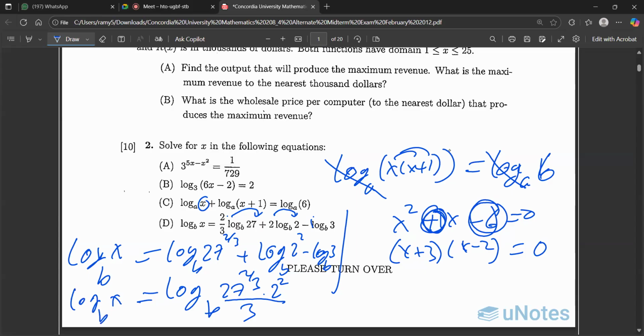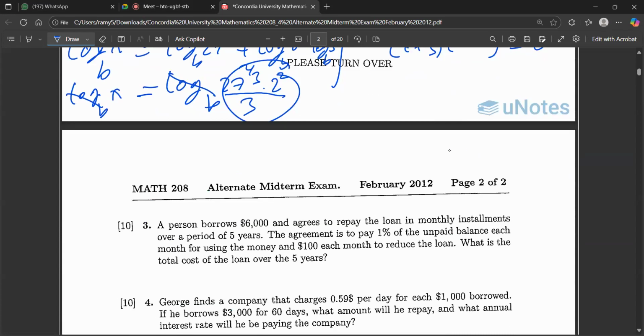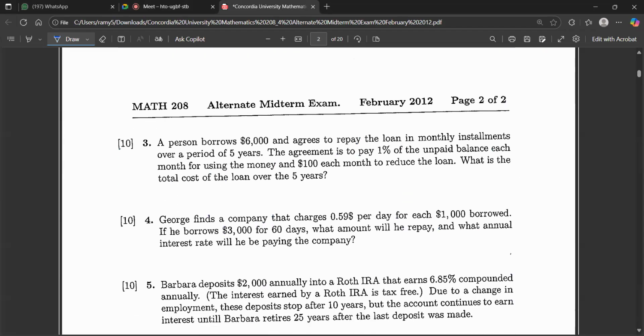Yes, but I prefer the last one. The last one is easier. Okay, and then I solve with the gamma. Yes, and then log by log, and then x will be equal to that on your calculator. That's it.